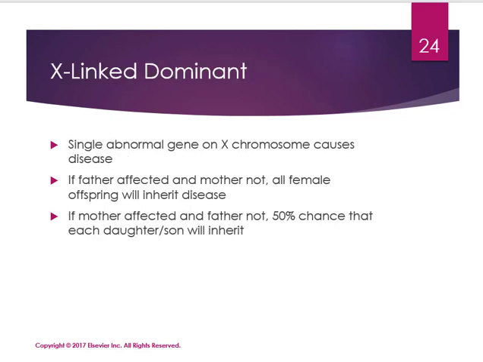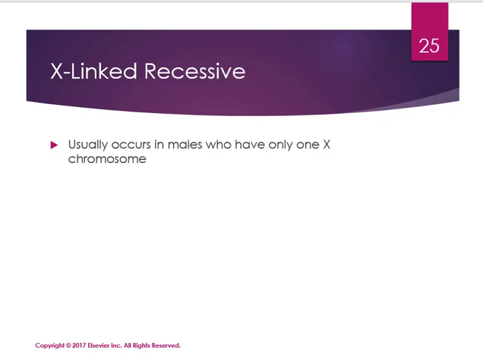X-linked dominant disorders are caused by single abnormal genes on the X chromosome. If the father is affected and the mother is not, all female offspring will inherit the disease. If the mother is affected and the father is not, there is a 50% chance that each daughter or son will inherit this. Some examples of X-linked dominant inheritance include Rett syndrome and vitamin D resistant rickets.